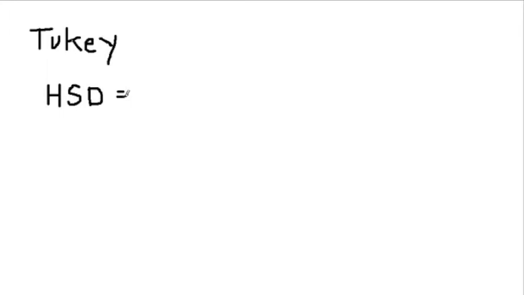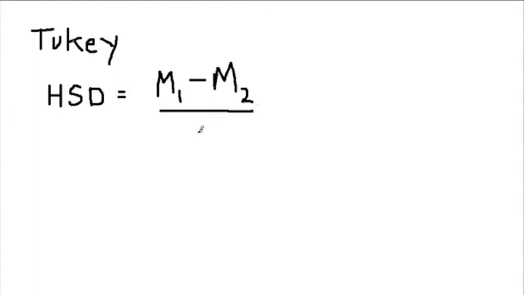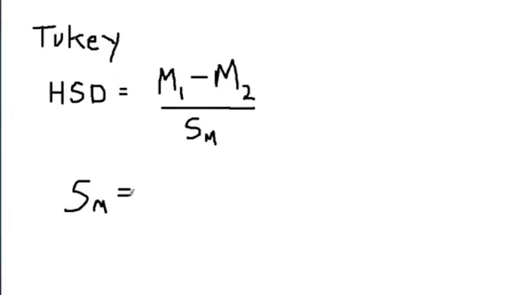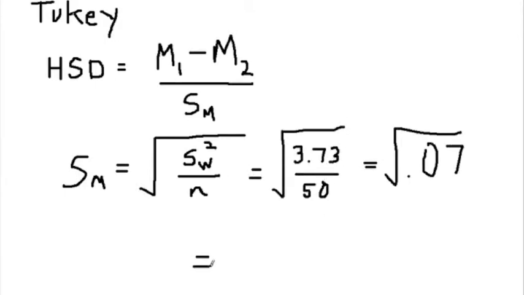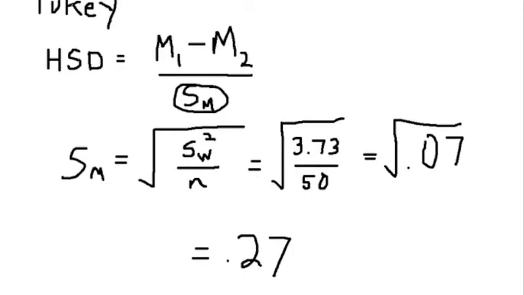Anyways, the formula is the mean of one group minus the mean of another group, all over the standard deviation of the means, which is also known as error. And you find that by taking the square root of the variance within over n. So that's going to be the square root of 3.73 over 50. That's the square root of 0.07, or 0.27. And so that we can fill in for the standard deviation of the means for all these formulas.